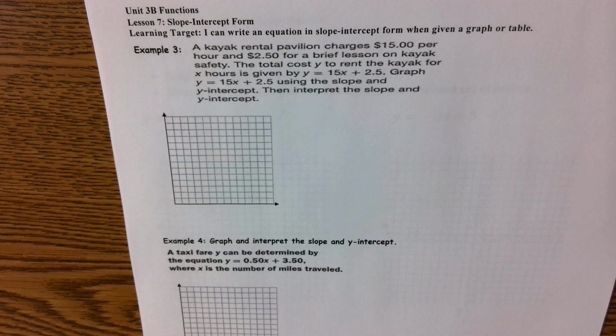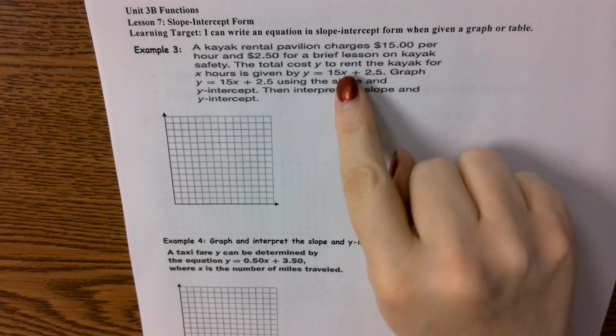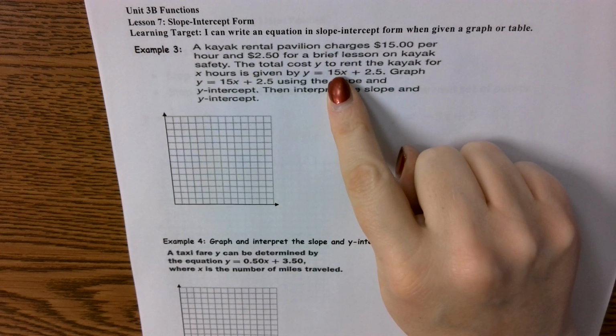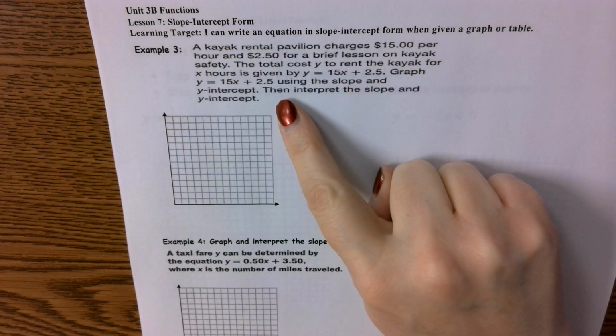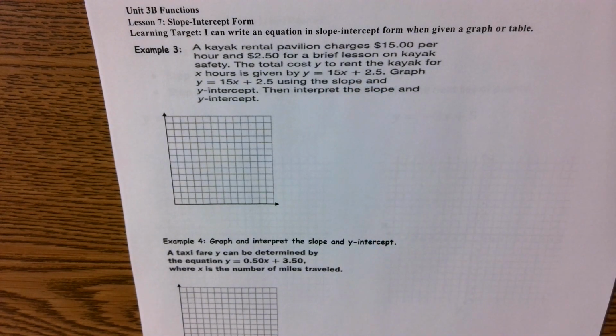But for however many hours you're going to have the kayak for, that's the event that is happening multiple times. That's why it's your coefficient. So we want to graph this equation using the slope-intercept form, and then we're going to interpret what the slope and the y-intercept represent.